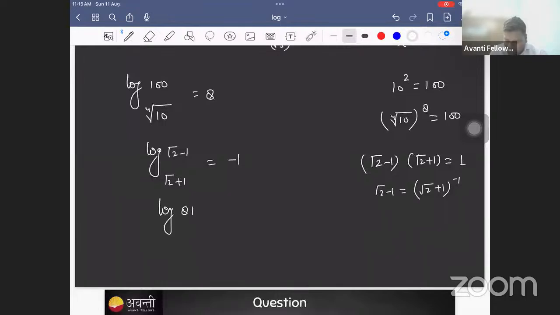One last question. Log 81 base 1 by 3. Tell me quickly, what should be the power of 1 by 3 to make it 81? The answer can be positive, can be 0, can be negative. Yes, I am waiting.